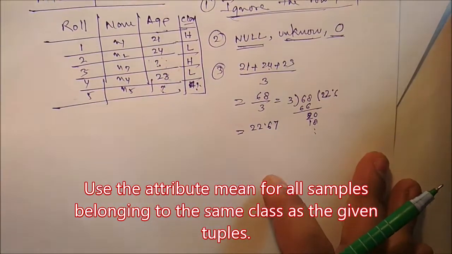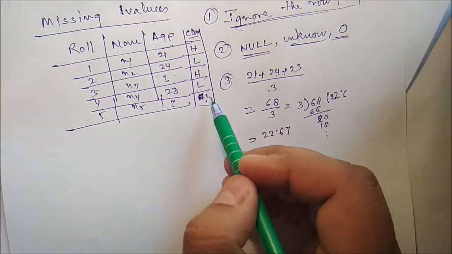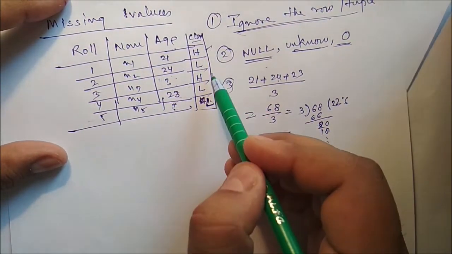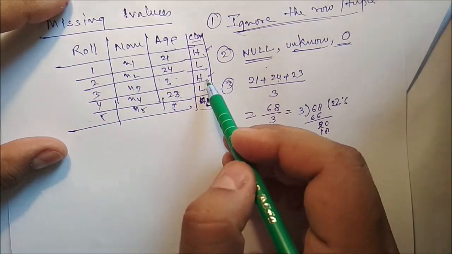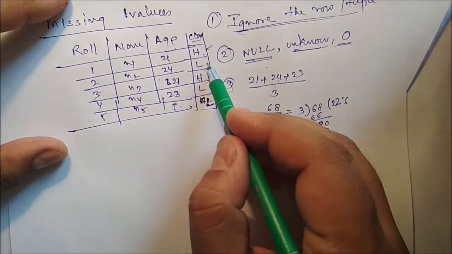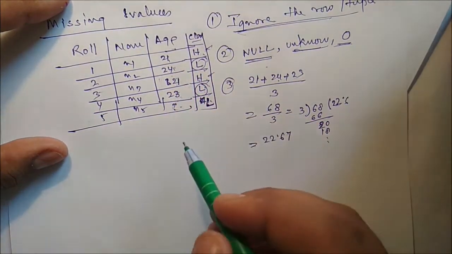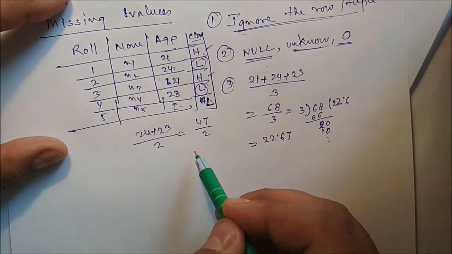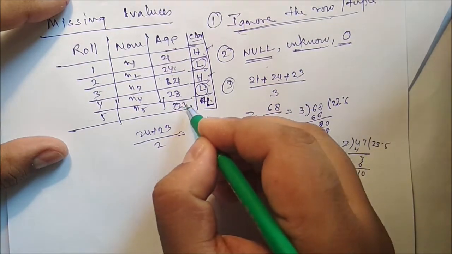Next: use the attribute mean for all samples belonging to the same class as the given tuple. Suppose here it is high and here it is low. These two are high, and we apply the mean for the high class. Since it is 21, we can put 21 here. For the low class, we first identify the low class label and compute the mean of these two: 24 plus 23 divided by 2, that is 47 by 2, which is 23.5. So we can put the value 23.5.